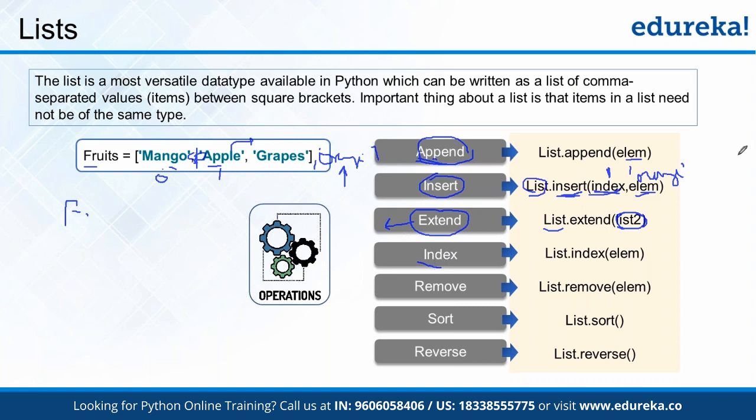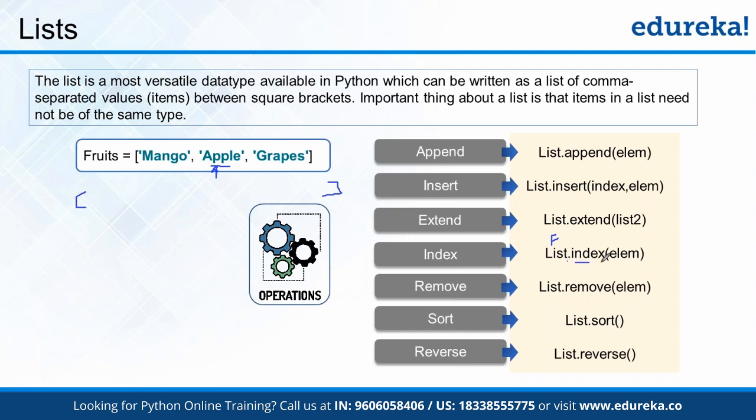Then we have the index function. Sometimes I want to know at which position a particular element exists. I might be interested in knowing at which position apple is in my list. I might have a very huge list and not remember which element is at which position. So how I will write it is fruits, because the list name is fruits, and in place of the list name, fruits will come. Dot index, because I want to search for the index, and then the name of the element which I want to search. So in this case, apple, I will write apple here.